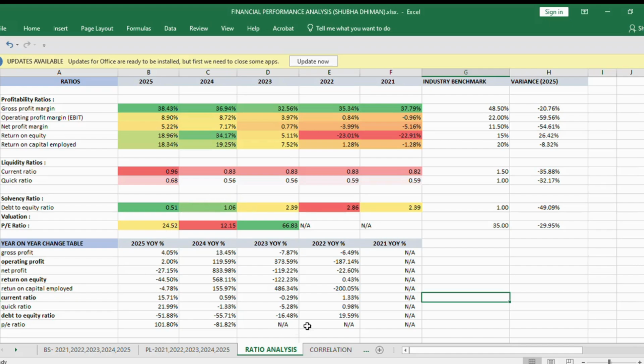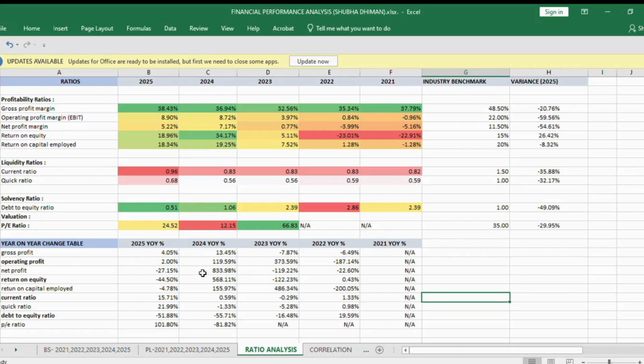I also included a year-on-year change table to track growth and trends of the company over time. This table shows the percentage change in each ratio compared to the previous year, which helps identify if the company's performance is accelerating or slowing down. For example, in 2024, we saw a massive 33.98% increase in net profit, which indicates a significant turnaround for the company during that period.